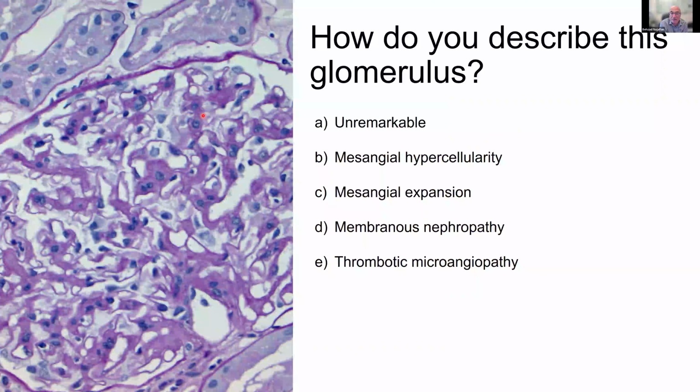So you could put a check mark in front of any of these that you think are remarkable. Mesangial hypercellularity, mesangial expansion, membranous nephropathy, and you can have more than one choice, for sure, or thrombotic microangiopathy. Okay.